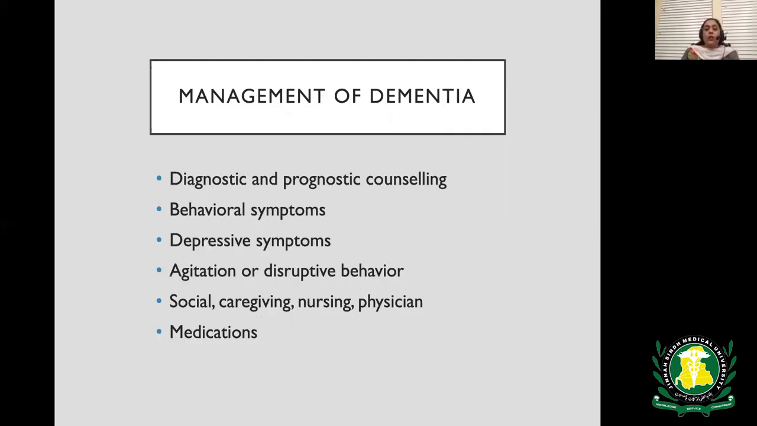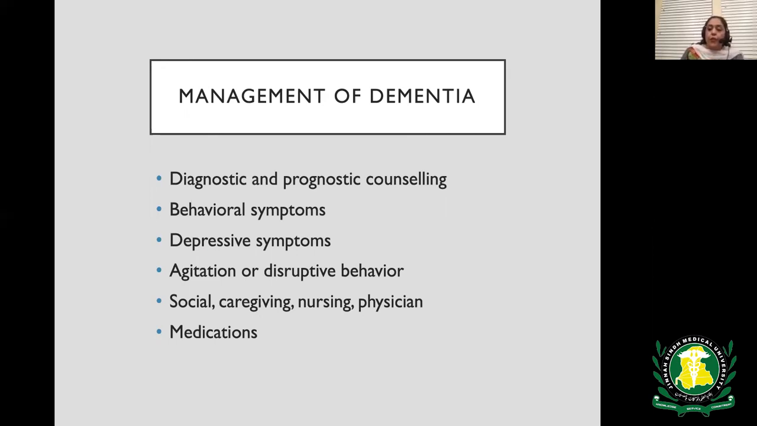So when these patients come to you, what do you do? Diagnostic and prognostic counseling is important. As we know, there is no cure for dementia or Alzheimer's disease, so the treatment of behavioral symptoms is very important. If a patient has agitation or disruptive behavior, neuroleptic agents are most commonly used. If the patient has depressive symptoms, it should be treated with antidepressant agents. Social gathering, caregiving, nursing, and routine physician visits are very important in taking care of these patients.